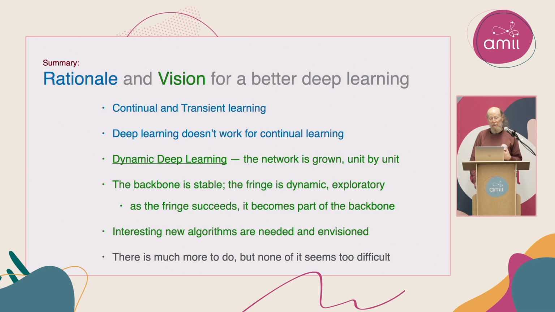In dynamic deep learning, the network is grown unit by unit, and then, of course, it does continual learning over time. The key idea is that you have a backbone. The backbone is stable. There's a fringe around the backbone. The fringe is more dynamic and exploratory, and it is trying to succeed, trying to be useful to the backbone. If it succeeds, it becomes part of the backbone. So you need a bunch of new algorithms to do this, and I'll envision them here in the talk. A final comment would be there's still a lot more to do, but none of it seems too difficult. And so I think we should be positive and optimistic.